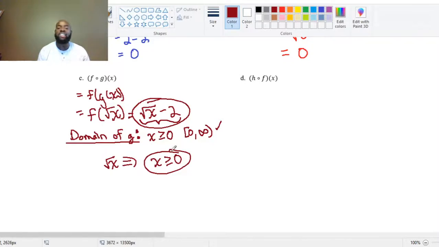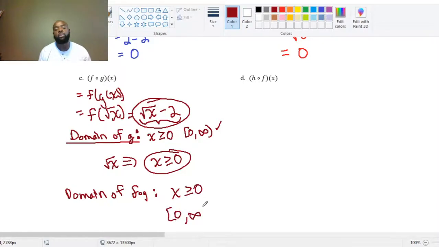Well, since they are the same here, then the domain of my composite f composed with g is just going to be x is greater than or equal to 0. Or in interval notation, we're going to say 0 to infinity. This is my domain. Now, it made it seem like I didn't have to go through this process of doing my domain of g first.